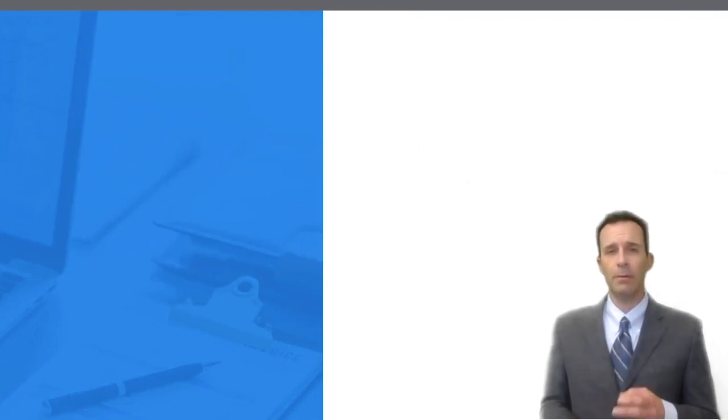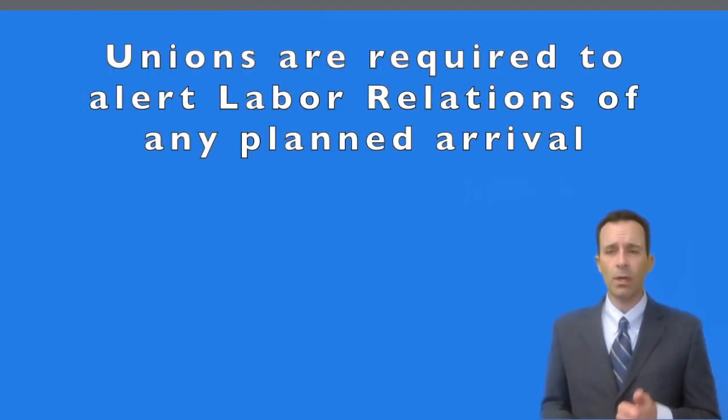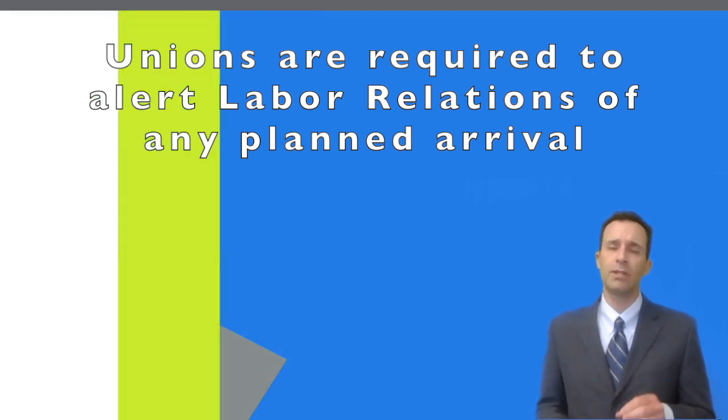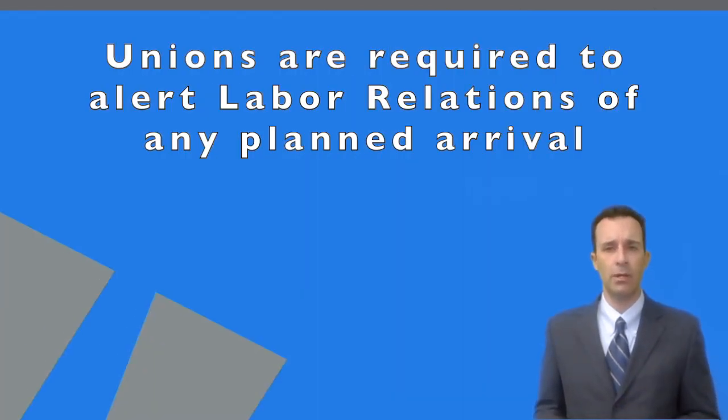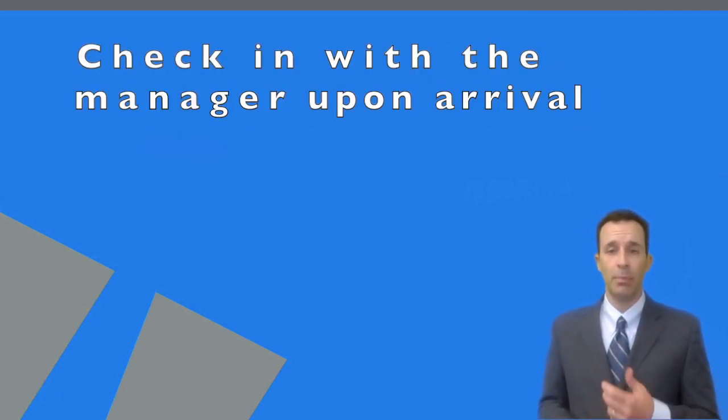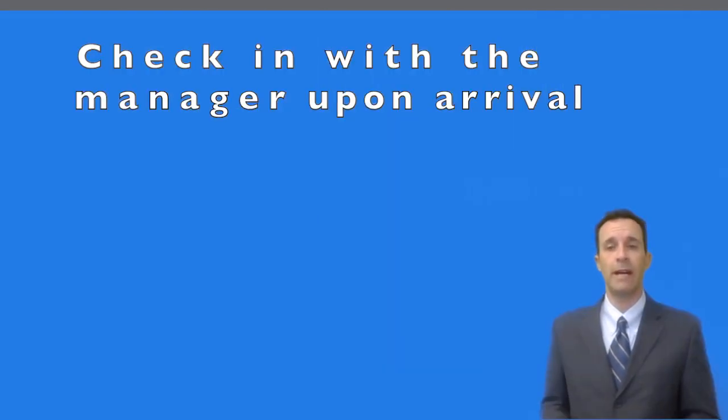Additionally, there's a couple of broad areas. Number one, all of the unions here at UC San Diego Health and Health Sciences are required to alert labor relations in advance of any planned arrival into the work environment. Or, if it is an unplanned event, they must check in with you, the manager, upon arrival to your unit to alert you to the fact that they are there.